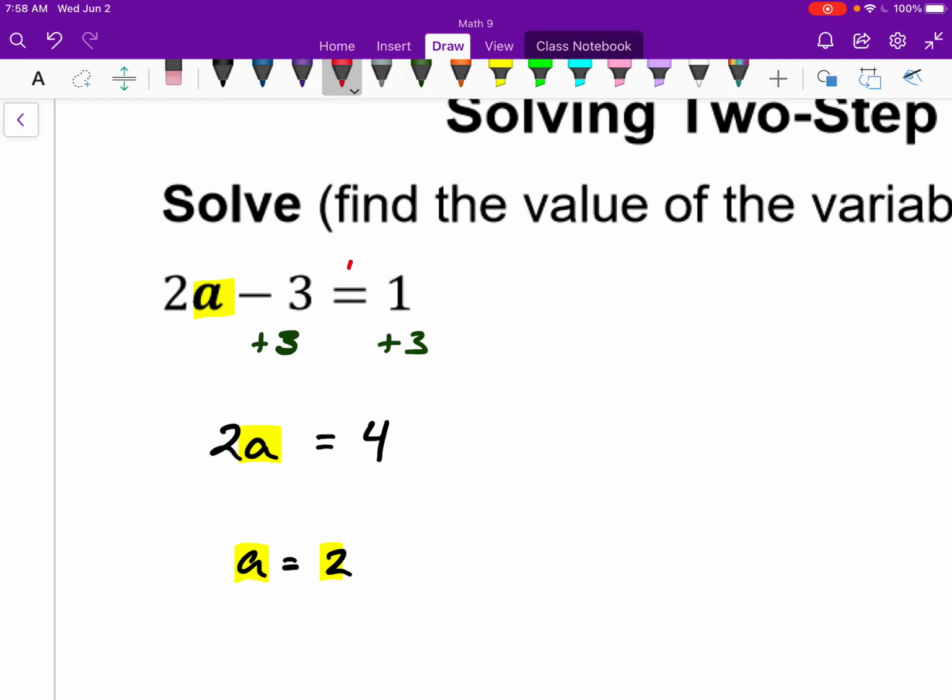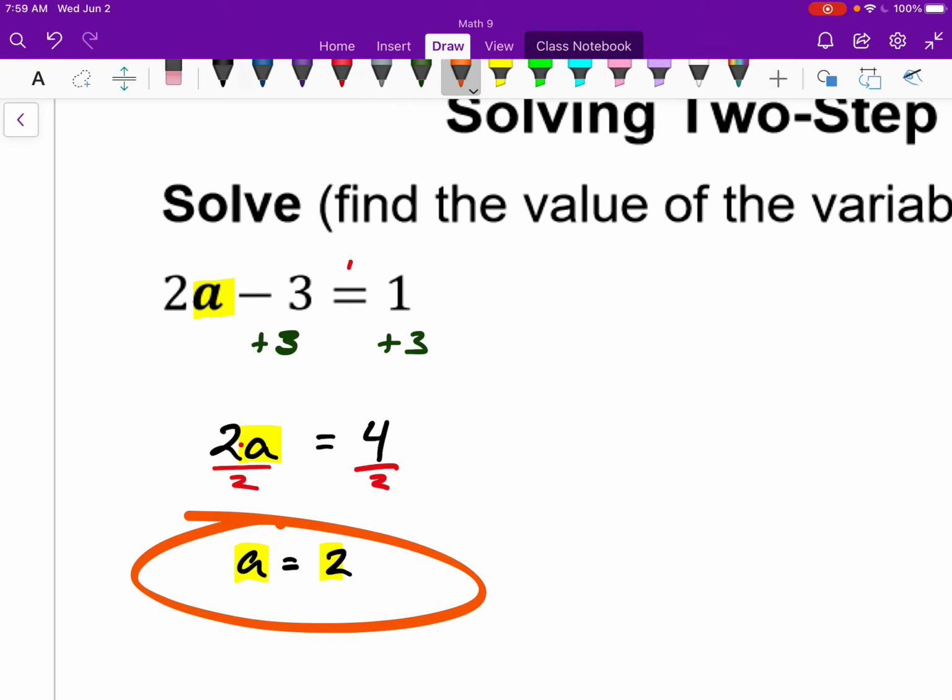That said, don't expect to always be able to just see the value by looking at it. So 2 times some number equals 4. If you're not sure, you can just divide both sides by 2, because division is the inverse of multiplication, and that 2 in front of the a means 2 times a. We always think in opposites, or inverses is the best phrase. And there's our solution: a equals 2. So this equation is only true when a equals 2.